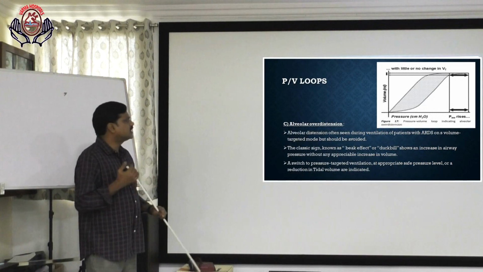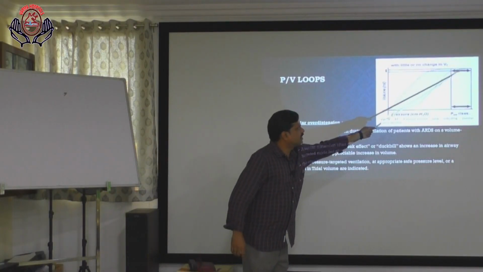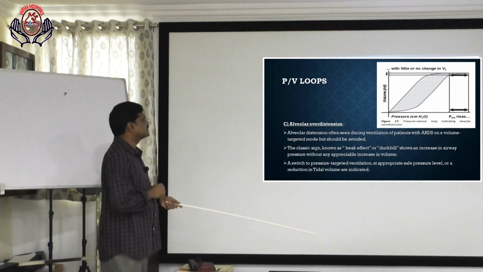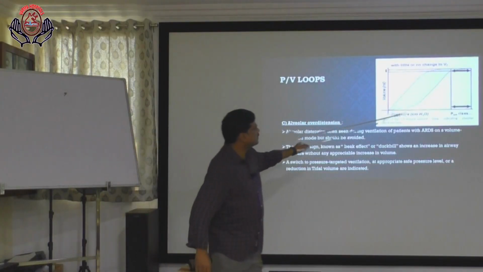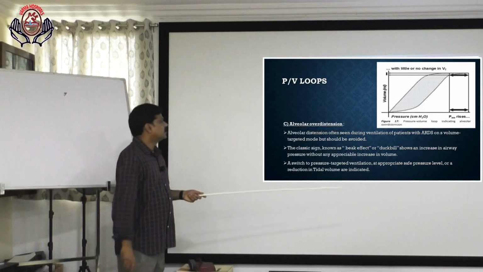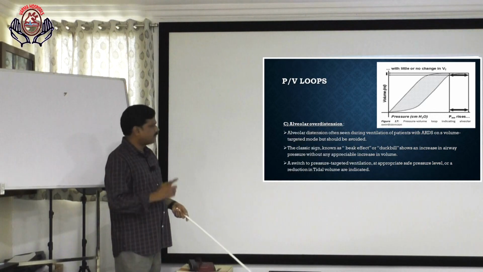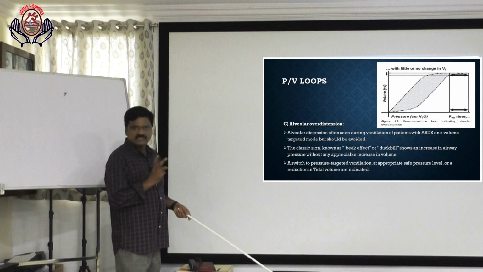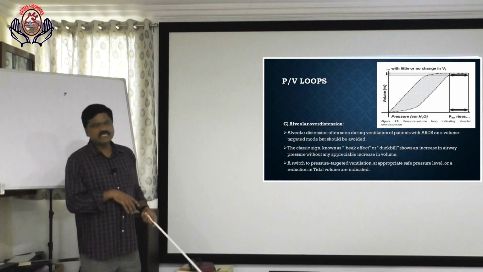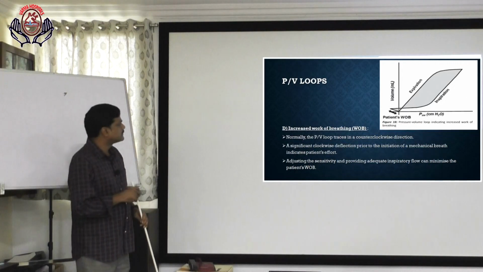The classic sign is known as the beak effect or duck bill. Beak effect shows an increase in airway pressure without any appreciable increase in volume. A switch to pressure targeted ventilation at an appropriate safe pressure level, or a reduction in tidal volume, is indicated in this case to prevent alveolar overdistension.